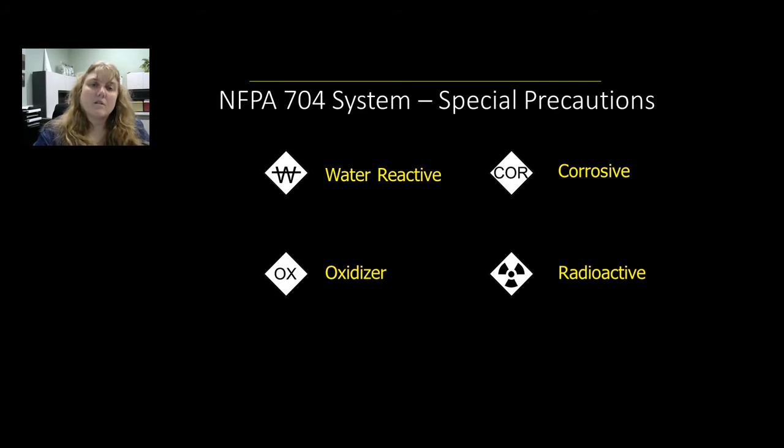Now you remember we talked about the white diamonds. If you have a white diamond with the letter W and a line slashed through it, that means that whatever is in that fixed facility is reactive to water. You have to be very aware and very cautious of that. If it has a COR, that means it's corrosive. If it has an OX, it means it's an oxidizer. And of course, if you see the little radiation symbol, then it means it's radioactive.